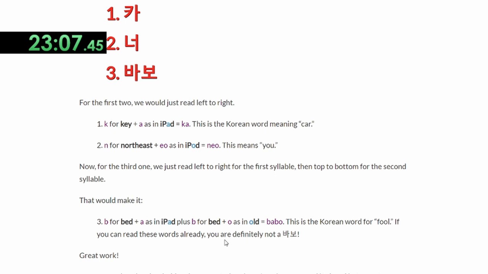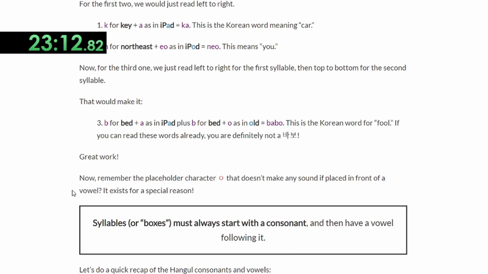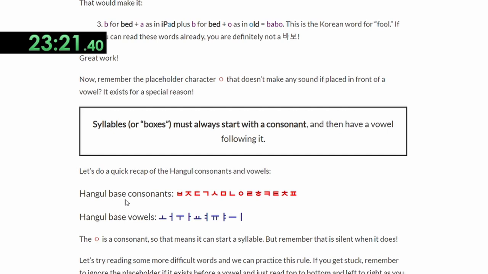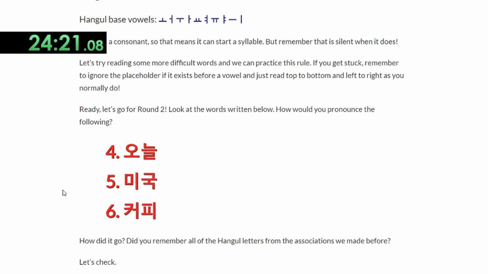Great work. Now remember the placeholder character O that doesn't make any sound if placed in front of a vowel? It exists for a special reason. So let's do a recap. If I want to, I'll just go back and try to memorize these. The purpose is not to memorize the letters of the Korean alphabet, it's just to understand how everything works. So, ready? Let's go for round two.